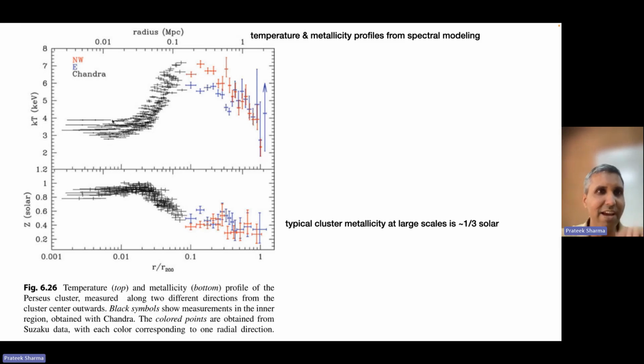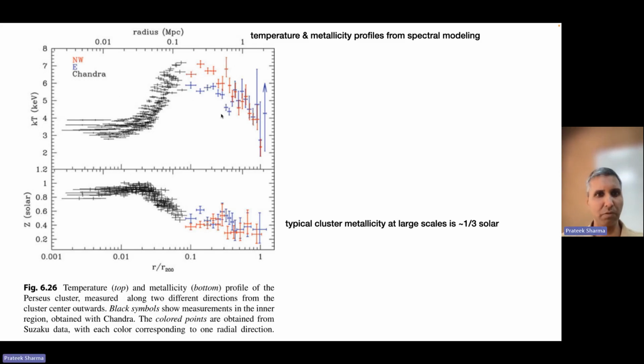There is a large point by point variation in the data. And the clusters need not be perfectly homogeneous in different directions. So this is the northwest, east direction. So these are different directions, okay? Two different directions can have slightly different temperature and density, especially at large radii. They are not as circular or spherical as at inner radii. Even the relaxed clusters have remnants of their history in their outer regions.